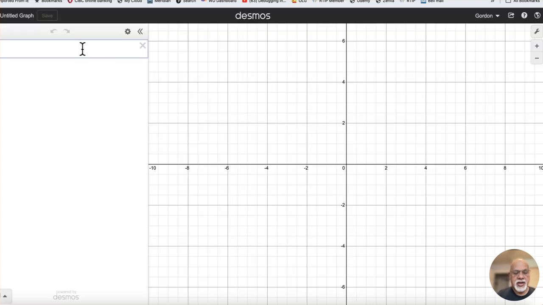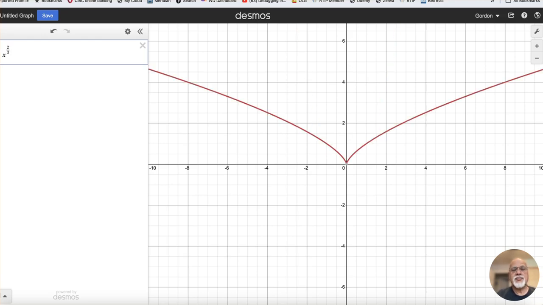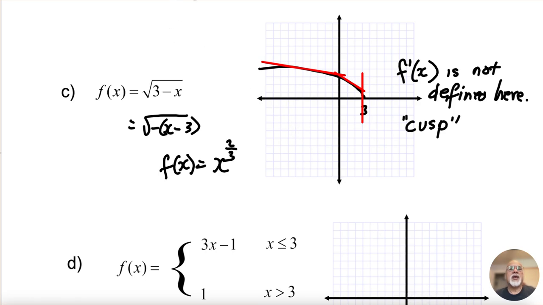And if I plot x raised to the 2/3, you can see what this function looks like. So I'm just going to go back into my lesson here and draw this in a different color. So this one looks like this and like that. So this is the graph of f of x equal to x to the 2/3.